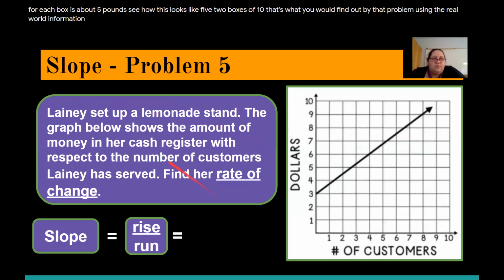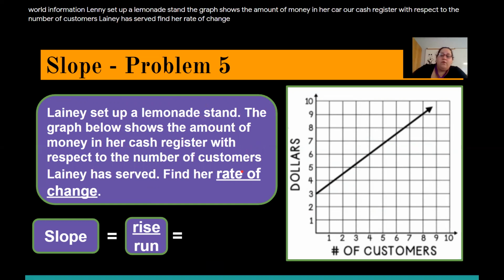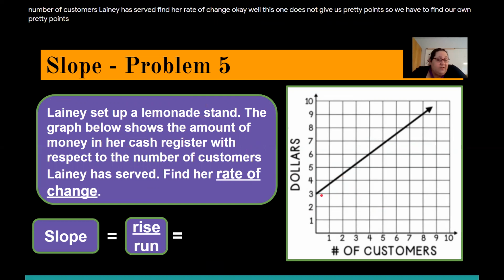So we have another word problem. Lainey set up a lemonade stand. The graph shows the amount of money in her cash register with respect to the number of customers Lainey has served. Find her rate of change. Okay, well, this one does not give us pretty points, so we have to find our own pretty points.